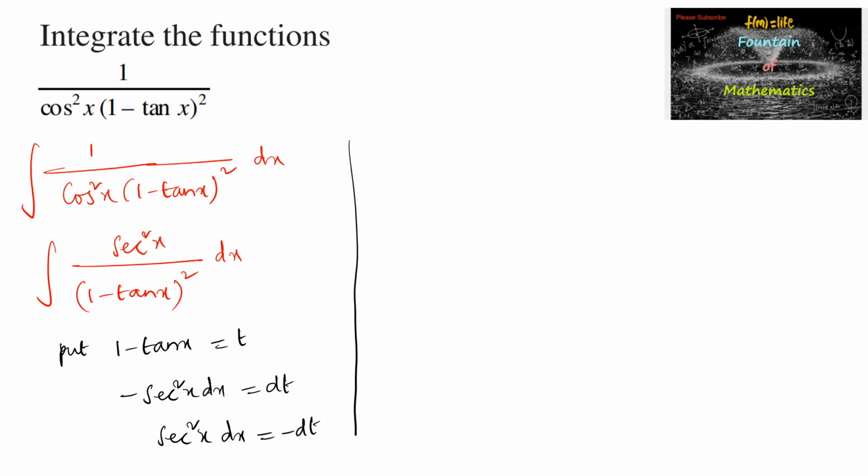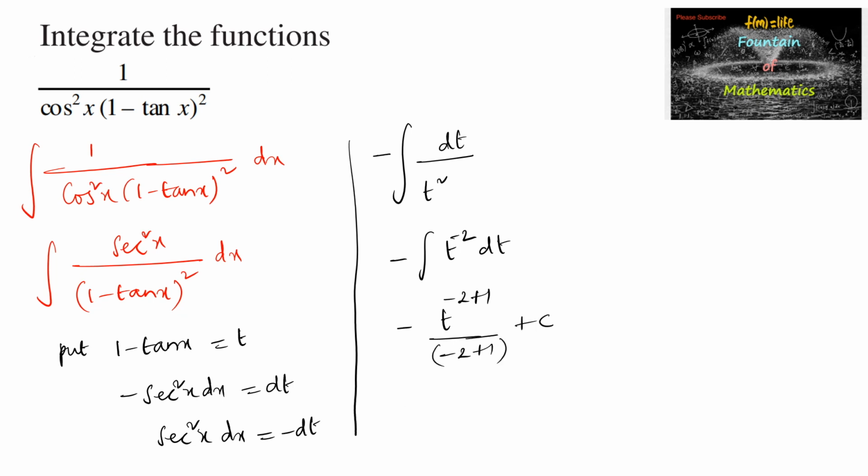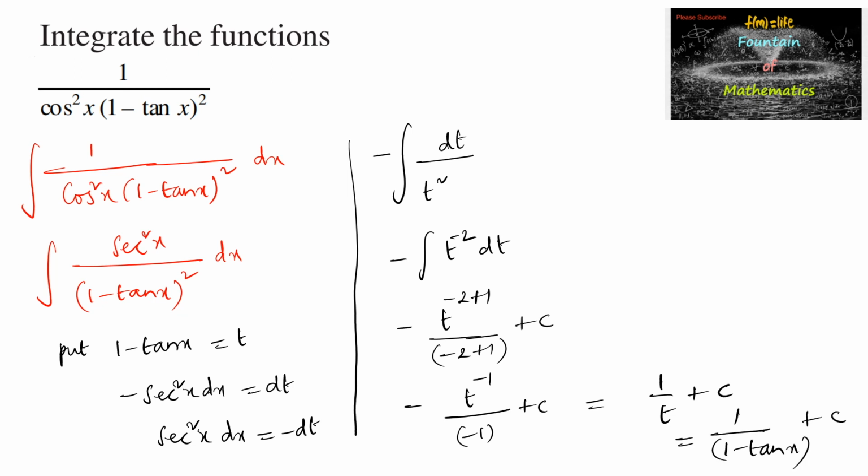So in our integral, we can write secant square x dx as minus dt upon t square. So minus integral t to the power minus 2 dt. By using the formula for integration of exponents, we can write minus t to the power of minus 2 plus 1 upon minus 2 plus 1 plus integral constant c. So minus t to the power minus 1 upon minus 1 plus c, or we can write 1 by t plus c. Substituting back t is equal to 1 minus tan x, we can write 1 by (1 minus tan x) plus integral constant c as the answer.